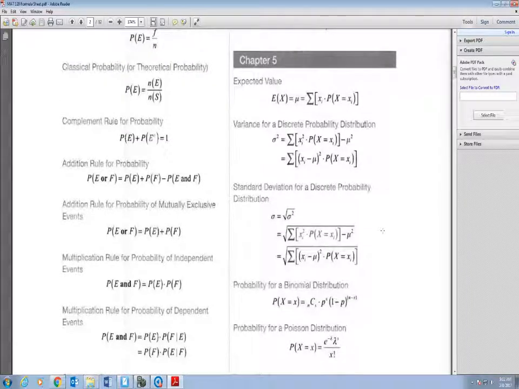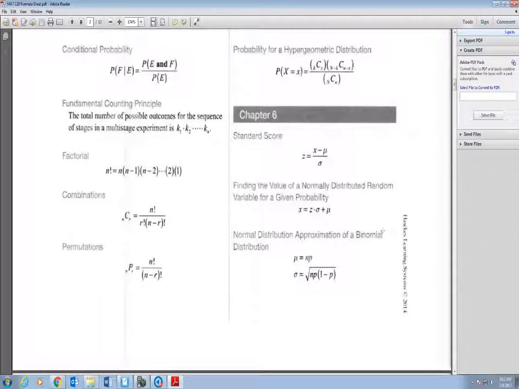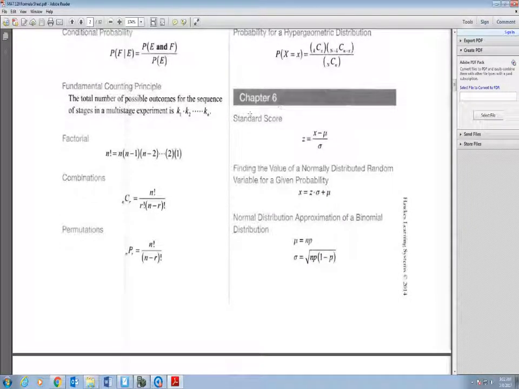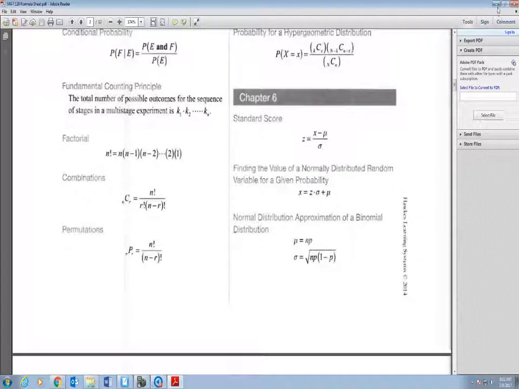Let me see if I can find it in a nicer place. You can use chapter 6 right here: the normal distribution approximation of the binomial distribution. The mean is n times P, and the standard deviation is right here, so it's the same thing. When we get to chapter 6, we're going to talk about the normal distribution approximation of a binomial. Here are your mean and your standard deviation. A lot of these formulas we will see over and over again, so I just want to point out where the formula is.